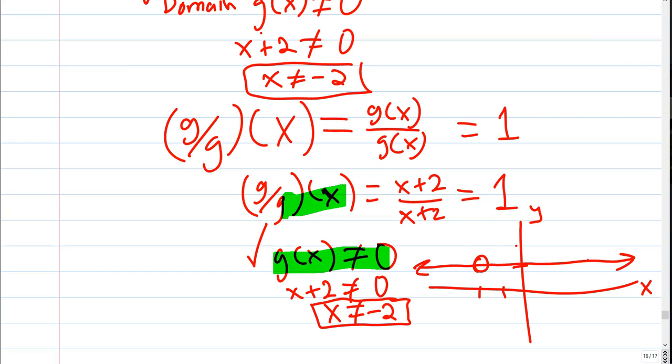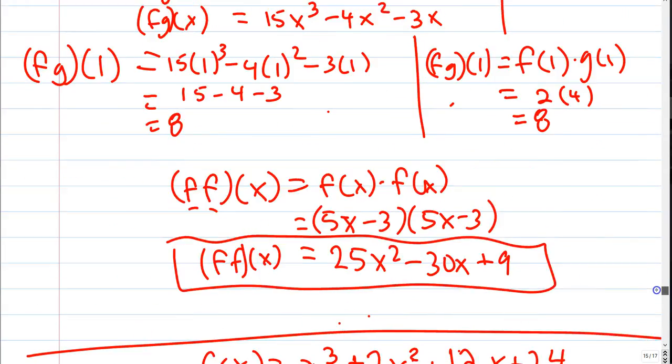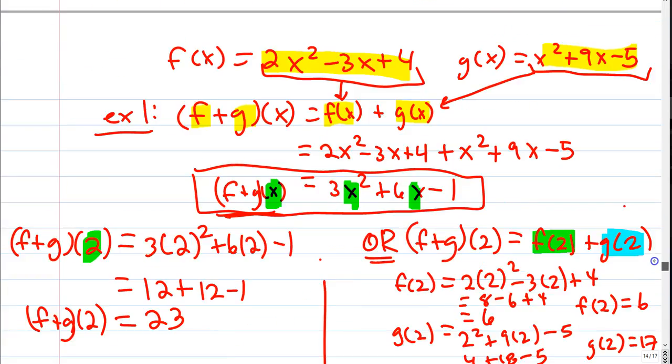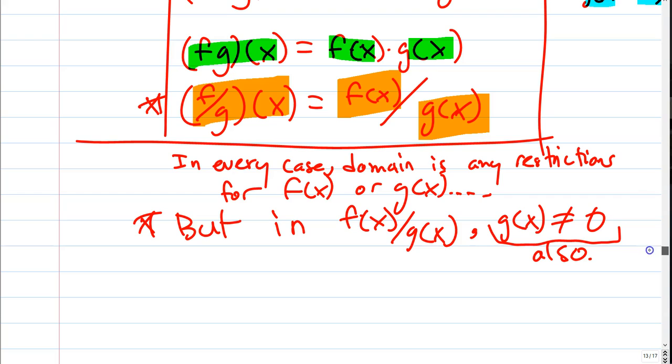Okay? So that is, I get it, that's a little confusing. This section shouldn't be too bad, but that just goes back to, they're going to have you check domains. And when they have you check the domains, in every case, the domain is any restrictions for f of x or g of x. Also, if I have the fraction, f of x over g of x, that denominator cannot be 0.